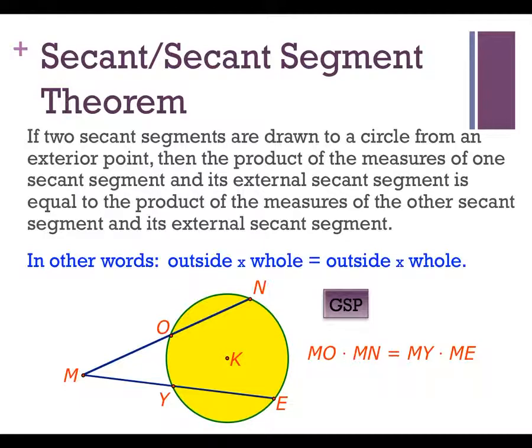Most commonly missed thing in this section is the following. In the last picture, we did left chunk times right chunk equals left chunk times right chunk. So people want to transpose that into this picture, but notice the rule. It's the outside times the whole. So it's the external secant segment times the secant segment, not the external secant segment times the chord.